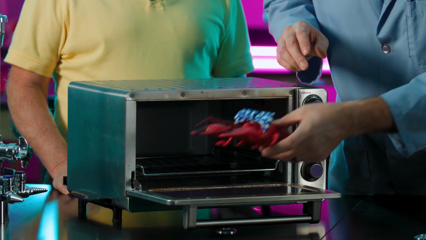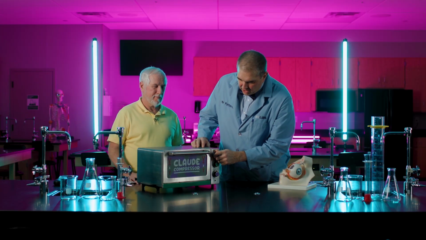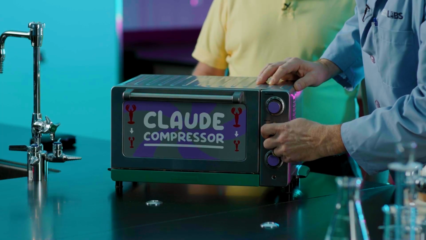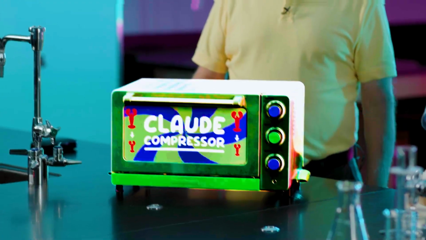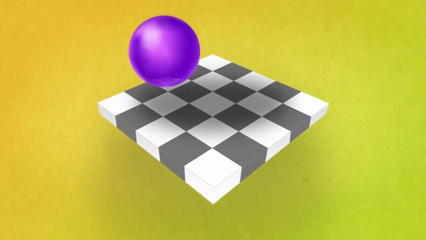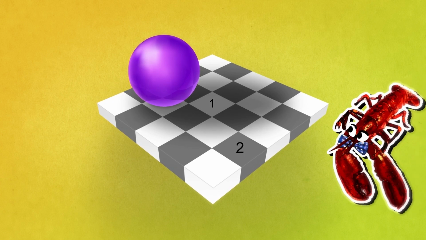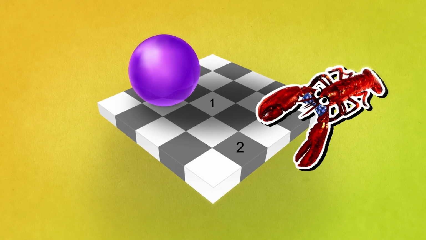Okay, we're gonna put Claude into here, and we'll put him in there, turn the actuator down, and the attenuation to 1/20th, and there he goes. Our brain is constantly comparing things to make sense of the world around us. Square 1 appears to be a lighter shade of gray than square 2. Let's have Claude help us compare the two without all the distractions.